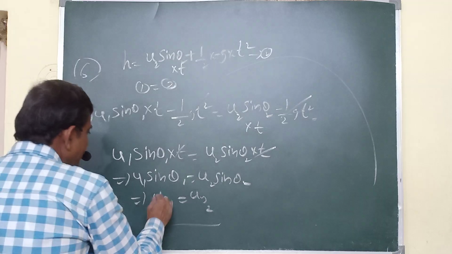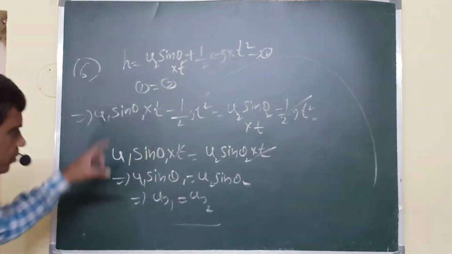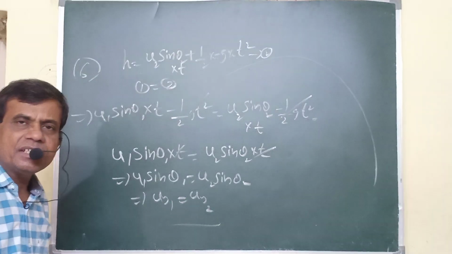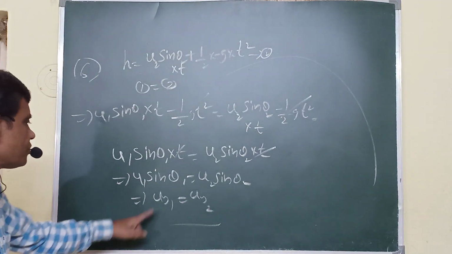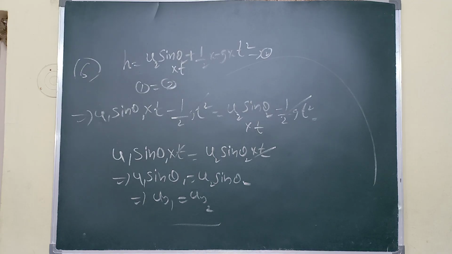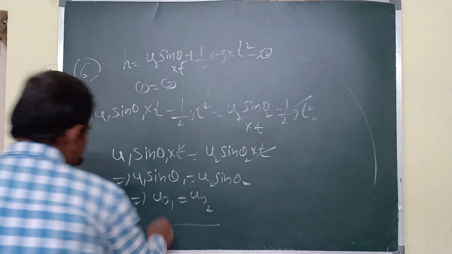This says the vertical component of the first one equals the vertical component of the second one. So why am I taking uv1? Because up to that height the velocity is constant. These two velocities must be equal. So uv1 equals uv2. The vertical components up to the height of collision must be equal. This is the condition we are applying in that case.